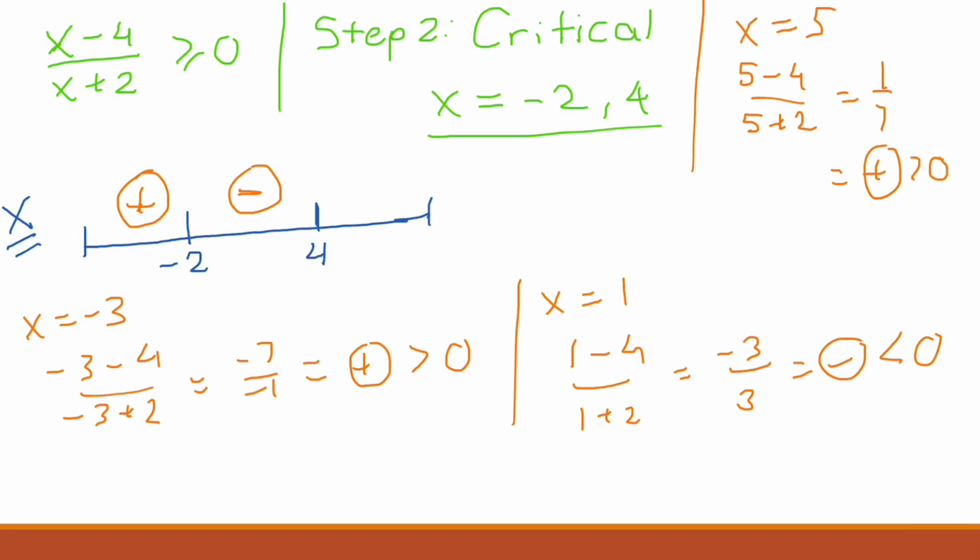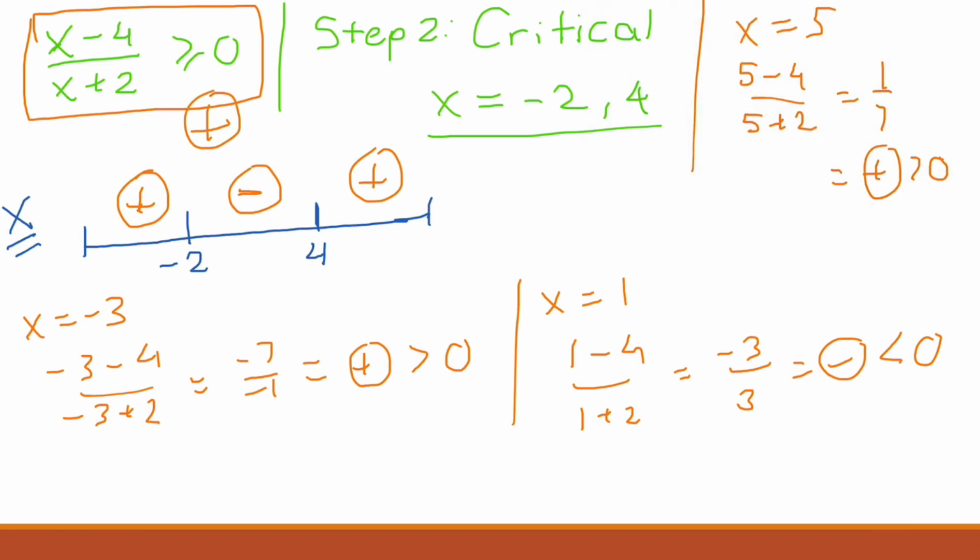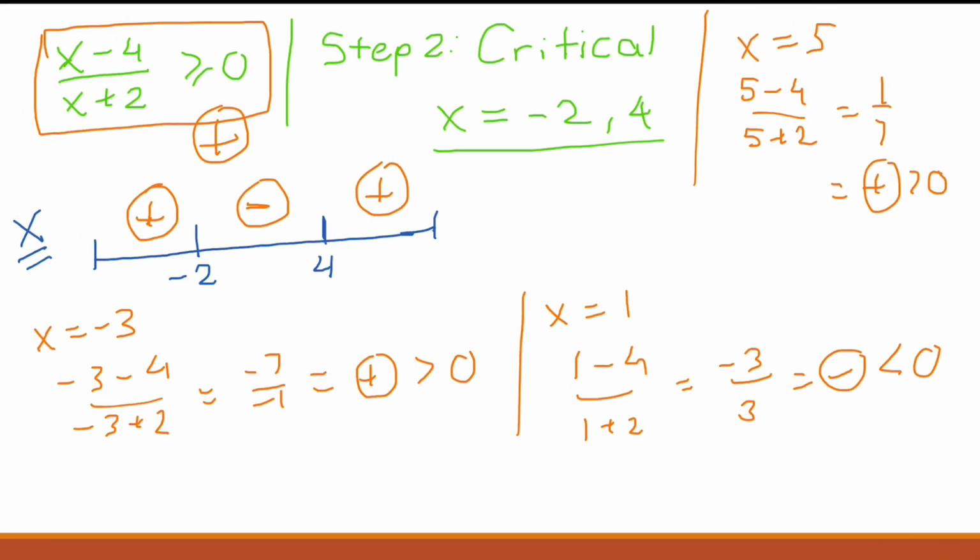I'll have a positive sign here. Now, what are you looking for? We're looking for the polynomial function being greater than 0, for the polynomial function to be positive. And you'll notice that the output is positive when you have x less than -2 and greater than 4. The last step is to write the solution interval.